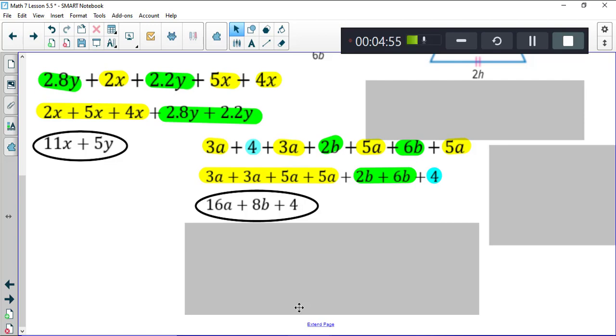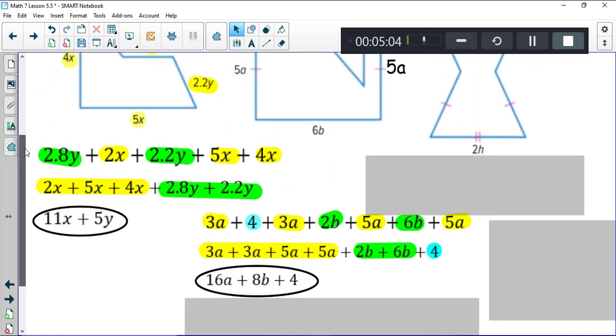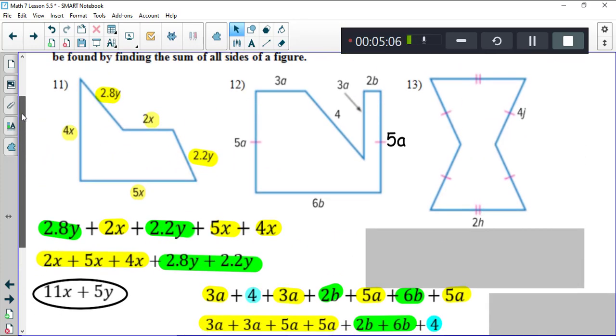Now again, you can put these terms 16a, 8b, and 4 in any order. I usually just put them in alphabetical order or the order in which they're written in the problem. All right, in question number 13, we have a bow tie looking figure.